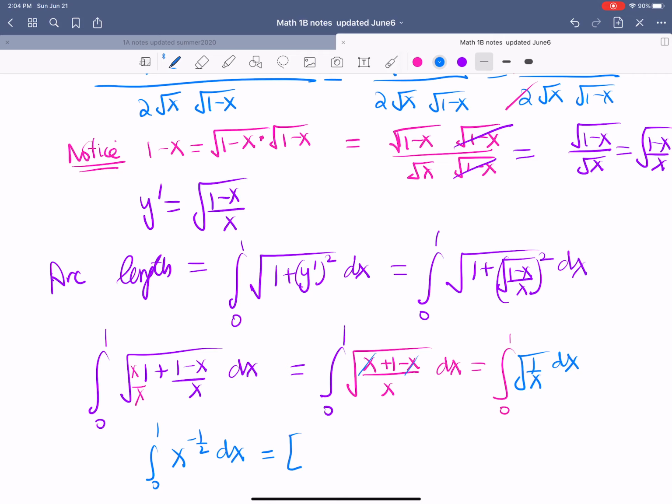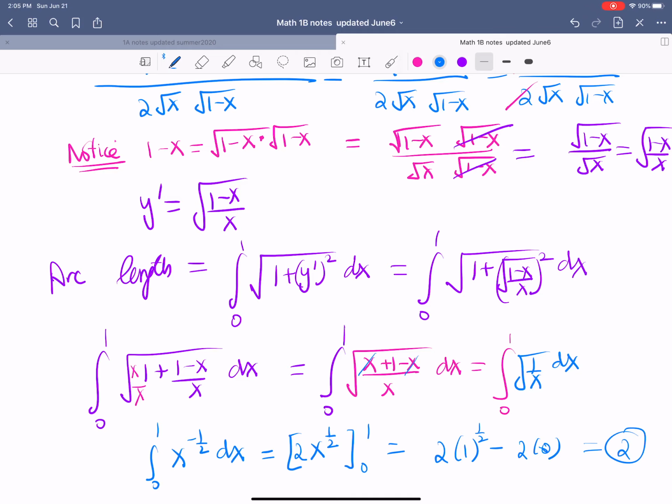And the integral of x to the power negative 1/2: we're going to add 1 to the exponent. Negative 1/2 plus 1 is positive 1/2. And divide by the new exponent, which is dividing by a half, same thing as multiplying by 2, going from 0 to 1. So it turns out to be 2 times the square root of 1 minus 2 times 0. So my final answer turns out to be 2. The arc length is 2 in this case. So for the given function, the arc length is 2.